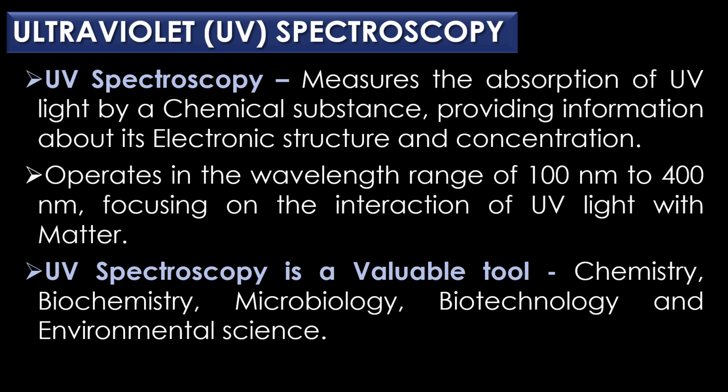Ultraviolet spectroscopy. Ultraviolet spectroscopy, or UV spectroscopy, is an analytical technique that measures the absorption of ultraviolet light by a chemical substance, providing information about its electronic structure and concentration. UV spectroscopy operates typically in a wavelength of 100 nanometers to 400 nanometers, focusing on the interaction of UV light with matter. UV spectroscopy is a valuable tool in various fields, including chemistry, biochemistry, microbiology, biotechnology, and environmental science.